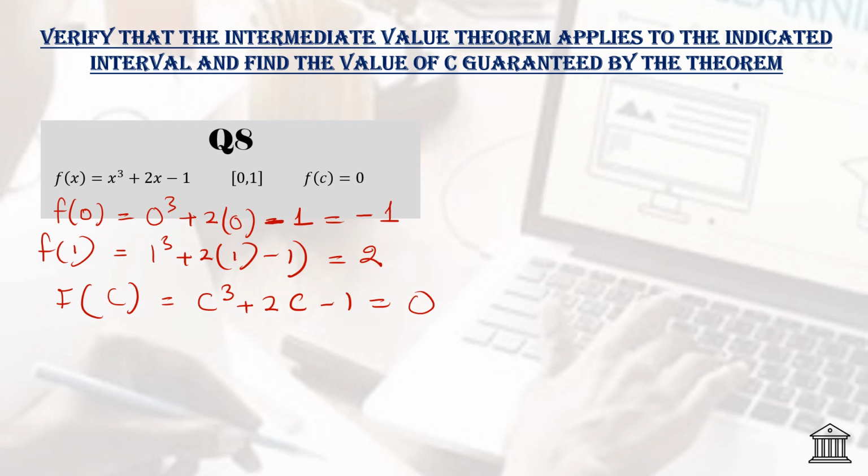So I will go again to my graphing calculator and I will write 1. There is no c squared, so I will write 0 here. For the c term, the coefficient is 2 and the constant is negative 1, and I will get a value of 0.45. So c equals 0.45, which lies between 0 and 1. So here again my values are satisfying the condition.